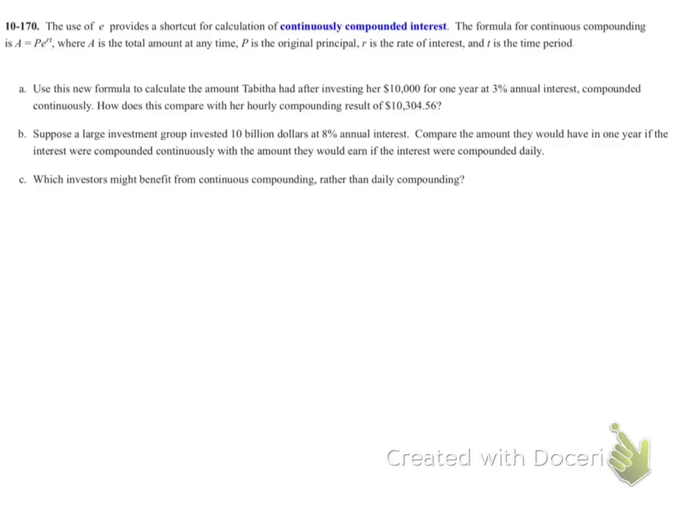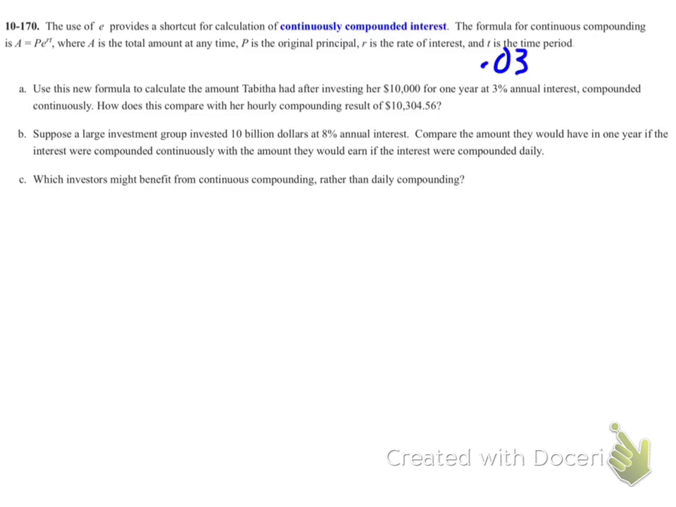Problem 170 talks about some compound interest. When we're looking at compound interest here, we're going to be taking a look at continuously compounded, which is this formula right here, dealing with e as the base. And our exponent then is our rate times time, and time is in years. Our rate for this first problem then is 3%, so as a decimal that's 0.03.